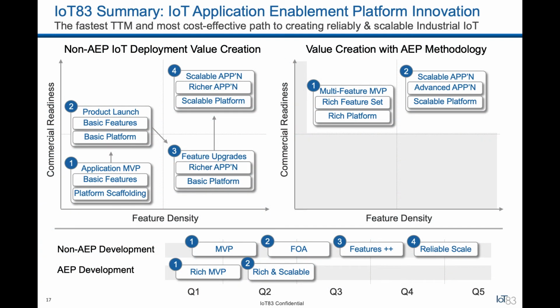Okay, but even forgetting the value added from the previous slide, this slide sums up the implementation differences between using an AEP, or application enablement platform, and not using one. On the left, if we look at this chart, feature density versus commercial readiness. First, you build an application minimum viable product with basic features and platform scaffolding. You're nowhere near commercially ready, but you're beginning to show features.